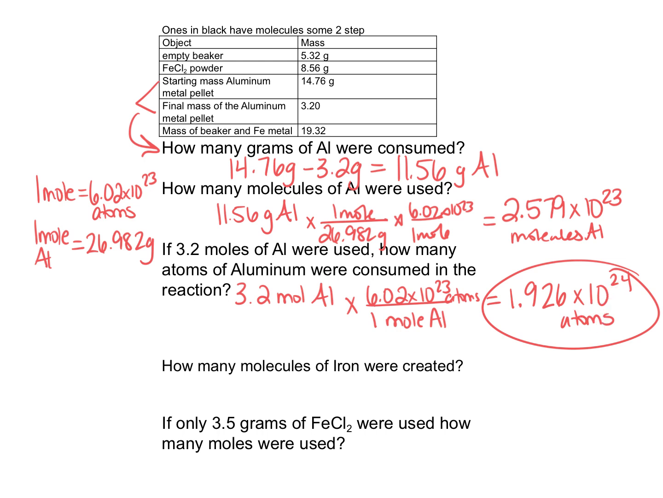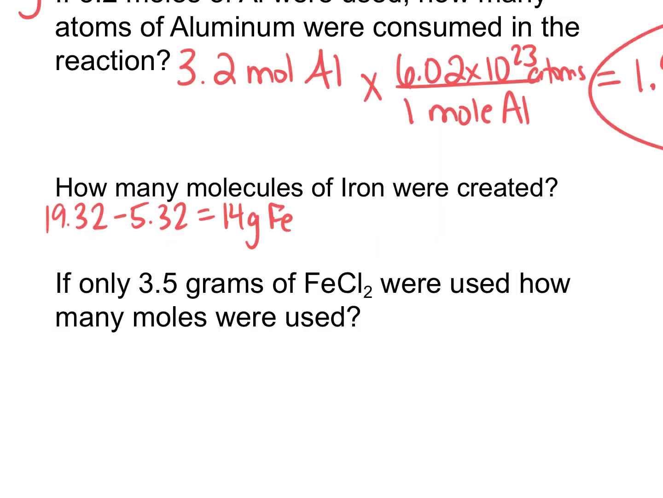The next problem is going to take a little bit of analysis. First of all, my empty beaker was 5.32 grams, and the mass of my beaker with just my iron metal was 19.32 grams. If I want to know how many molecules of iron were created, I first need to look at my data and figure out how many grams of iron were created. Now that I know how many grams of iron, I can work on converting that to molecules.